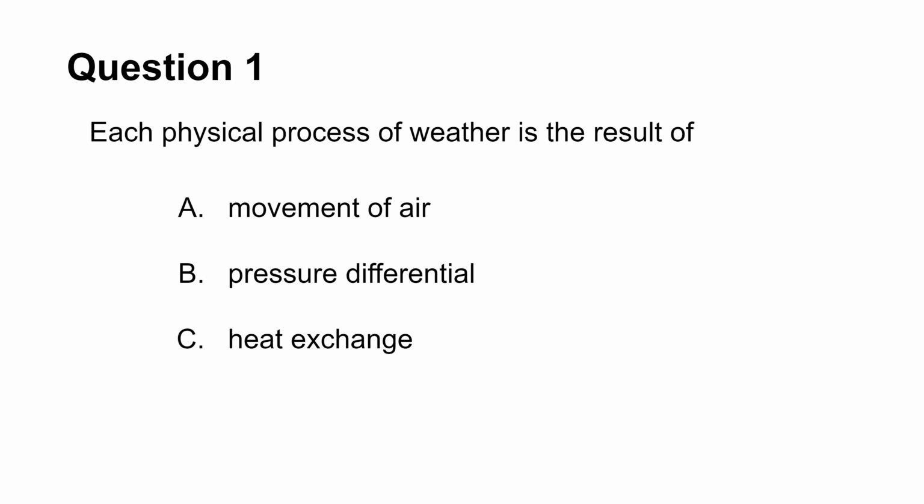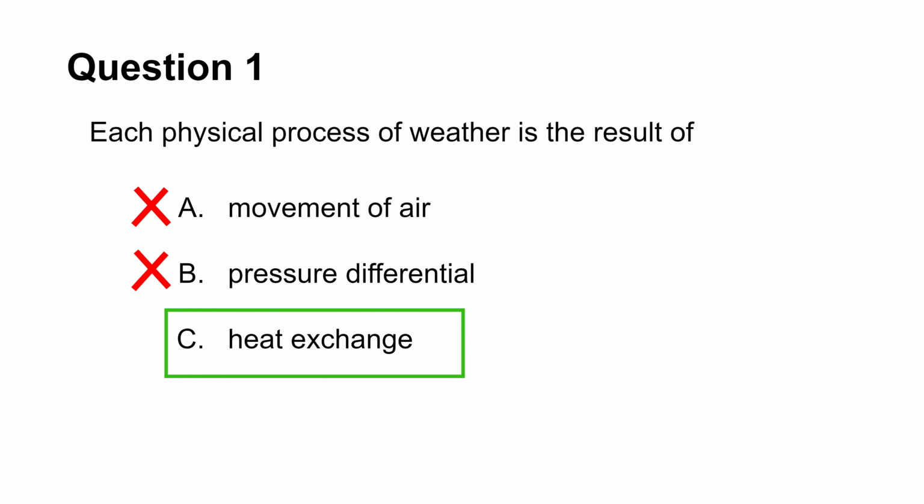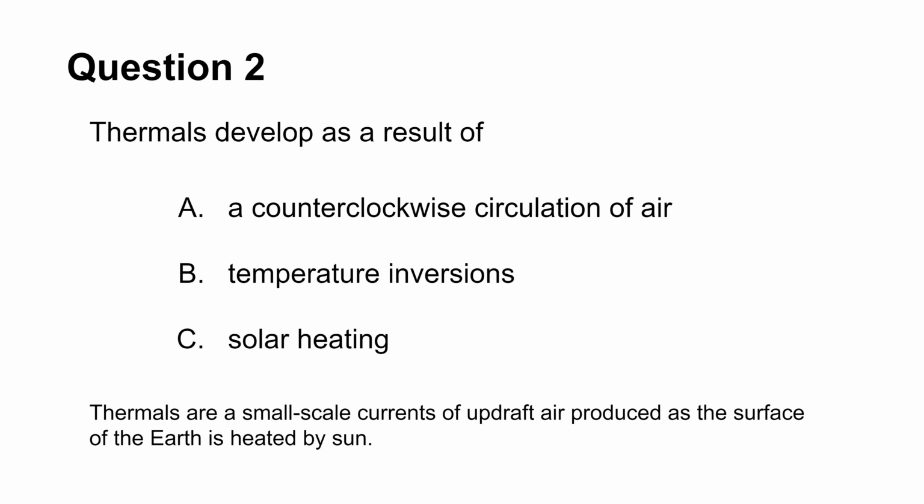Let's check your knowledge with a few questions. The first question is about how weather events occur. Because we know that uneven heating of the Earth by the sun produces various weather processes, the answer is C, which is heat exchange. Answers A and B are incorrect because they are the consequences of unequal heating and not the causes of weather.